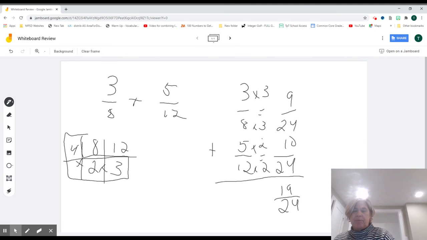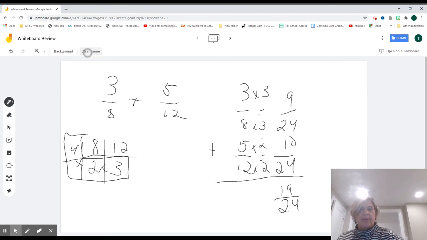Once I determine my final answer, I always want to look and see, can I simplify this fraction? And no, I cannot. It's in simplest form. So I know that that's as much as I can do with adding those two fractions.